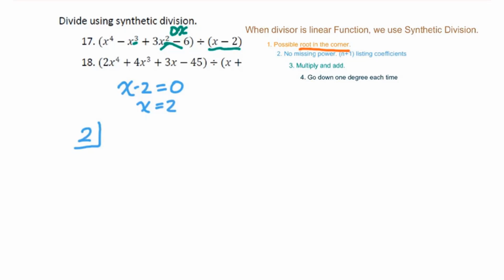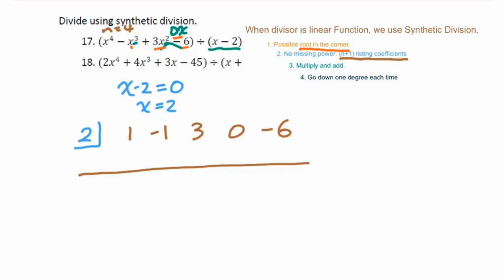In other words, there are n plus 1 listing coefficients. N equals 4, which means there will be 5 coefficients. You can count 1, 2, 3, 4, 5. Therefore, I will list all the coefficients of this polynomial. I got 1, negative 1, 3, 0, negative 6. Then you have to multiply and add.